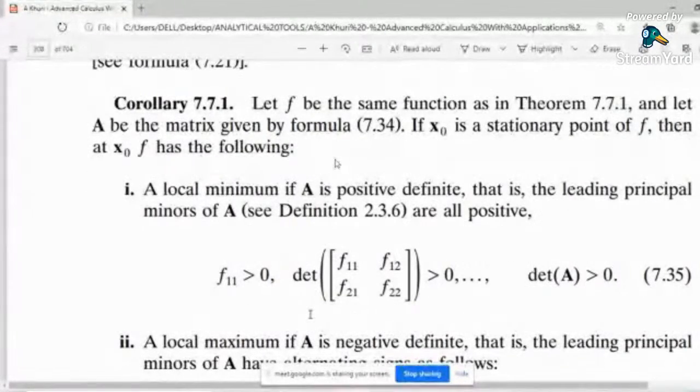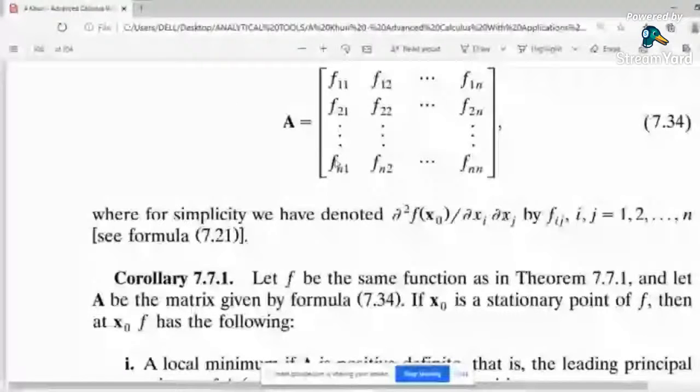Okay, for the proof. Let f be the same function as in the given theorem, and let A be the matrix given in the formula. That means it is a symmetric matrix. And if x node is a stationary point of f, then at x node we have the following. So we are rewriting conditions 1, 2, 3 in terms of principal minors. A local maximum if A is positive definite, that is the leading principal minors of A are positive. Okay, leading principal minors are positive.